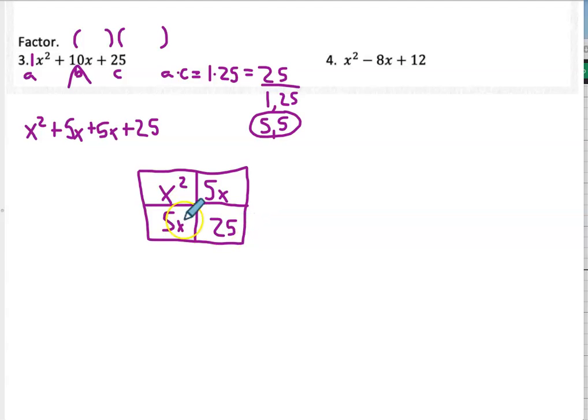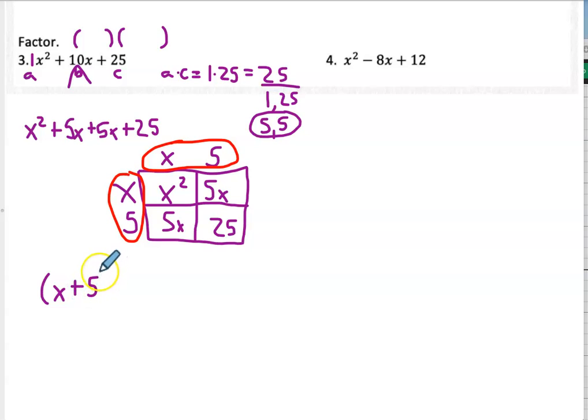Okay, so now what we're going to do is we're going to look at each column and each row and see what we can take out. So if I look at this first column, x squared and 5x, I can take an x out of both of those. The next column, 5x and 25, I can take a 5 out of both of those. I can't take out an x because 25 doesn't have an x. All right, first row, x squared and 5x, they both have an x in common, so I can take that out. 5x and 25, I can take out a 5. Okay, so whatever we were left with along the top and along the side, those are our factors. All right, so this would be x, and since the 5 is positive, it's plus 5. If we did a negative, it'd be minus 5.